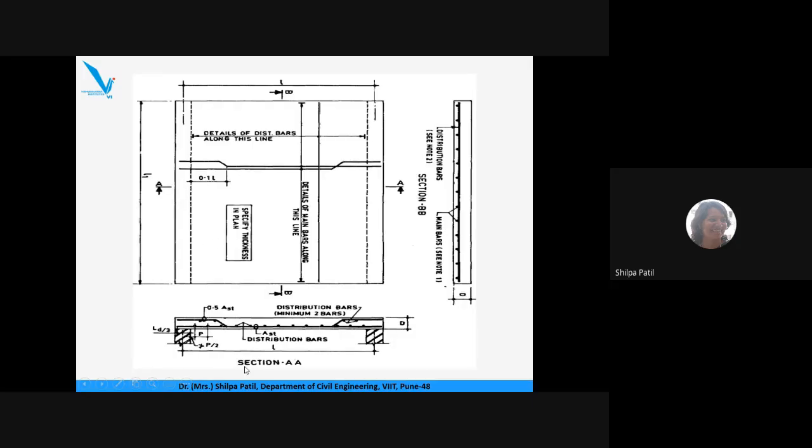Okay, then you are supposed to draw the cross section like this. This is the section along AA. Now where is the section along? This is the section along AA, and it gives us the details of the main reinforcement.